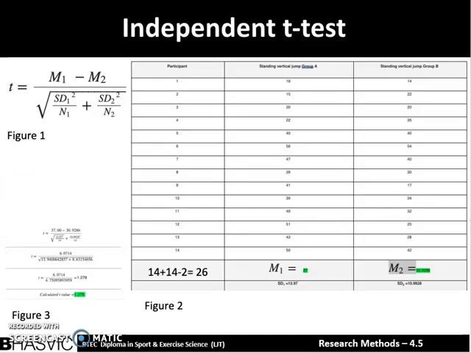Now we're on to the t-test. The independent t-test is a test for two datasets that are the same but come from different groups. In Figure 2 we can see that there is standing vertical jump for Group A and Group B. Figure 1 shows the equation for working out the t-value, which is mean 1 minus mean 2 divided by the square root of standard deviation 1 squared over n1 plus the standard deviation 2 squared over n2.